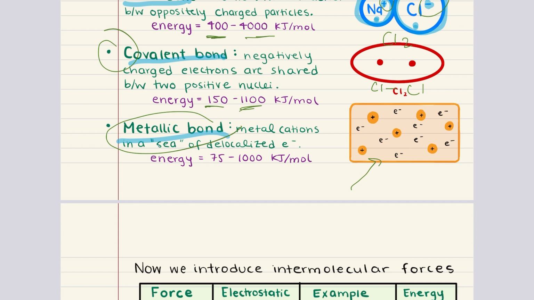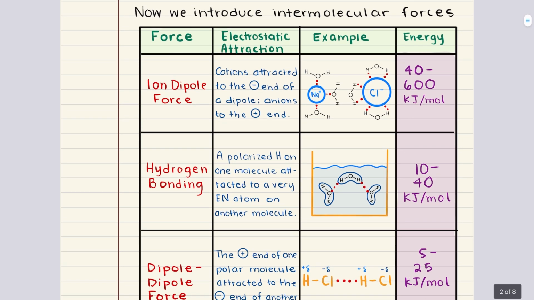The strength of metallic bonds also varies, and it ranges from 75 to 1,000 kilojoules per mole approximately, depending on the type of metal and how tightly the electrons are held. Now that we've reviewed intramolecular forces, which are the strong forces within molecules, we can shift our focus to intermolecular forces. These are weaker forces that exist between molecules.